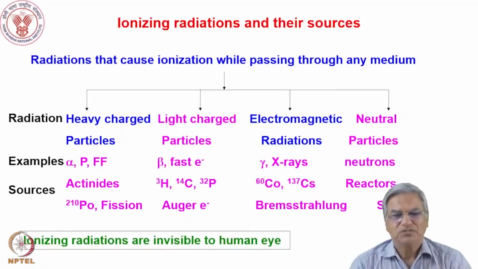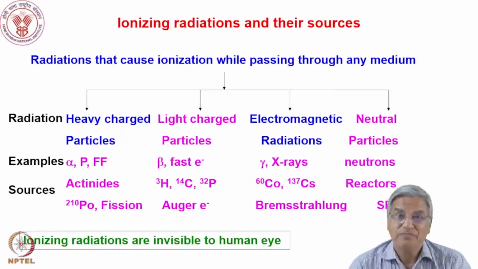Let us first discuss what type of radiations we are trying to discuss. We will call them ionizing radiations. Ionizing radiations means radiations which cause ionization when they pass through a medium, and you can then understand that these radiations have energies higher than the ionization energy of the different materials through which they pass.